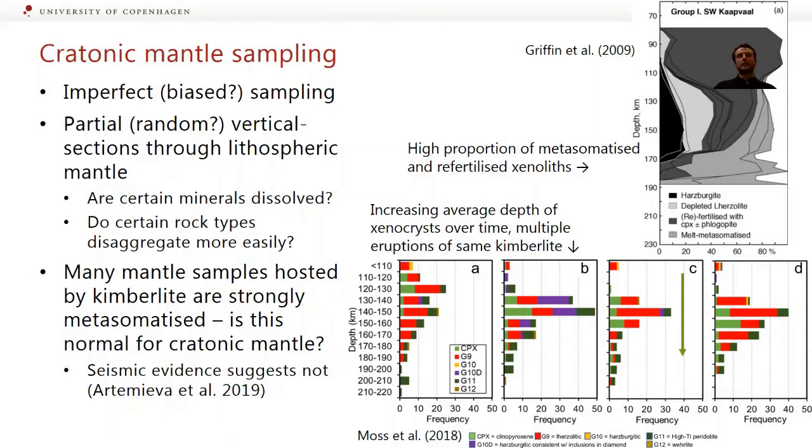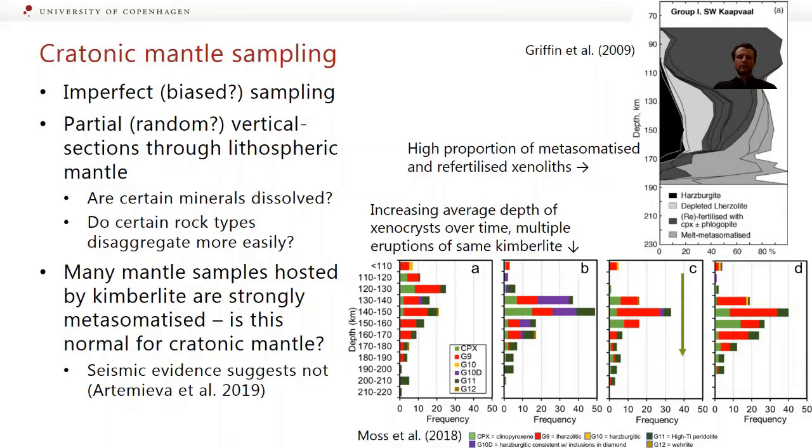So for example, I will talk in a bit about how certain minerals might be dissolved by the Kimberlite, so then they're obviously not present in our sample. It might not be particularly representative. There's also evidence that certain rock types disaggregate a bit more easily. So I'll talk later about eclogites in Cratonic lithosphere, and it seems like these might be overrepresented in the xenolith samples, because when we look at the Xenocrysts, as I mentioned before, these might be disaggregated xenoliths. There's not actually a lot of evidence of a large volume of eclogite in the lithospheric mantle.